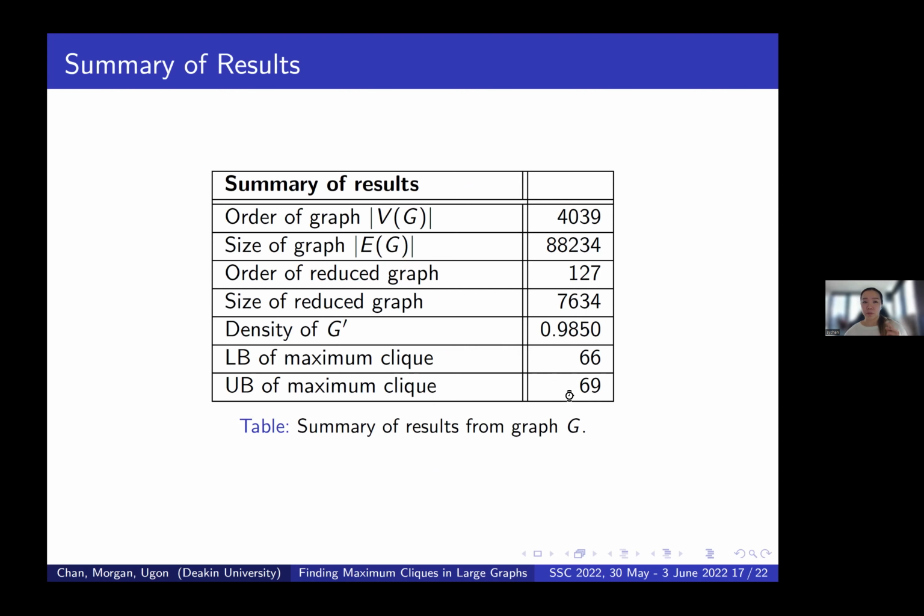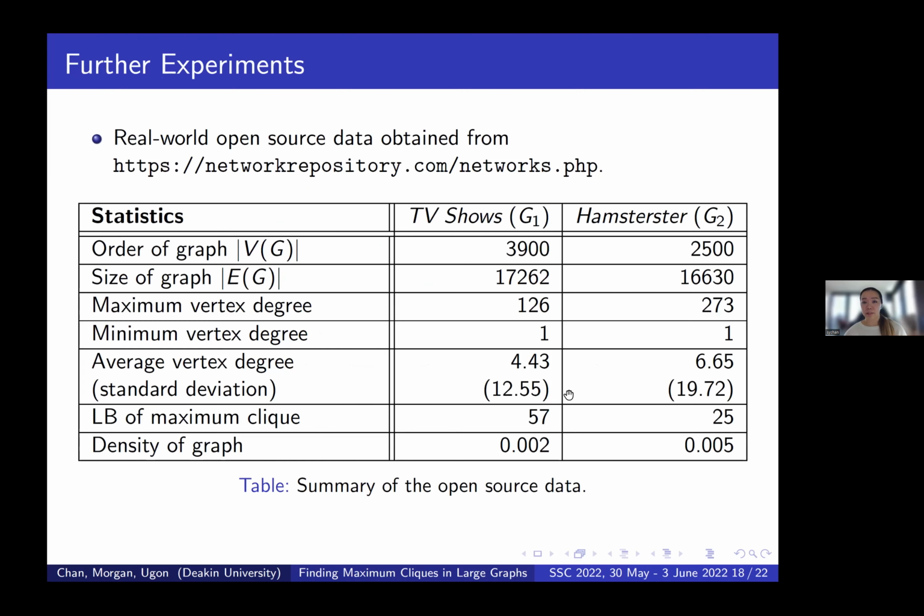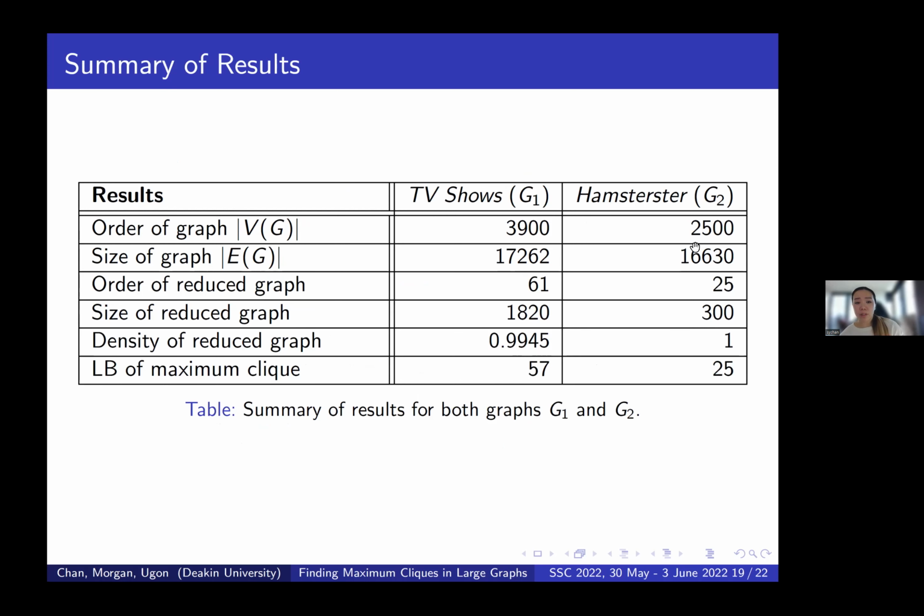So we tried this on other different social networks as well. Here, there's one where we've got about 3,900 vertices and the other 2,500. And the good thing is that the source gave us a lower bound on the maximum clique. And you can see that these graphs are fairly sparse. So using our reduction for the graph G2, we were actually able to reduce it down to the same size of the maximum clique that they were suggesting.